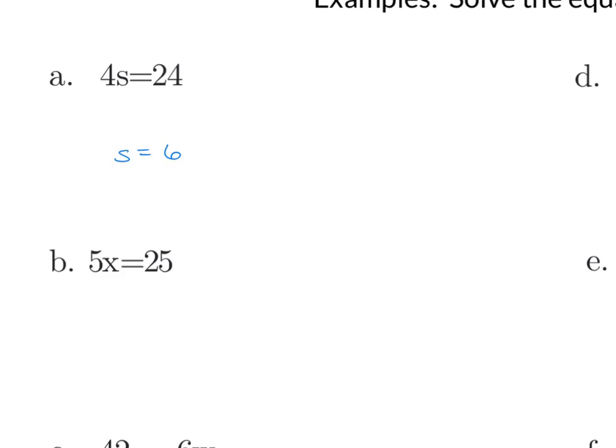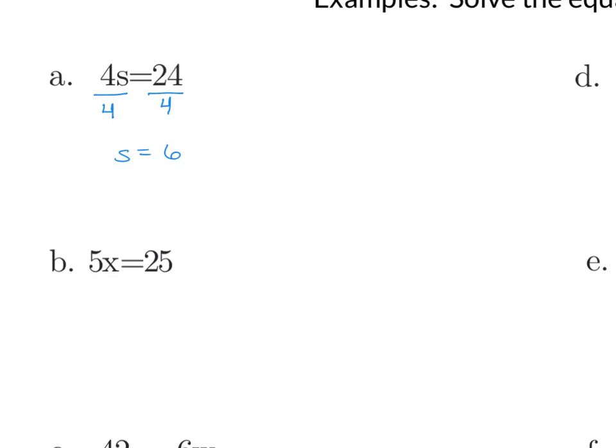So how do we get from 4s equals 24 to s equals 6? Well, remember 4s is 4 times s, and what is the opposite of multiplying by 4? It is dividing by 4. How do we get from 24 to 6? Same thing. We divide by 4. So notice that in order to get s by itself, we're going to divide by 4, and whatever we do to the left side, we do to the right side.